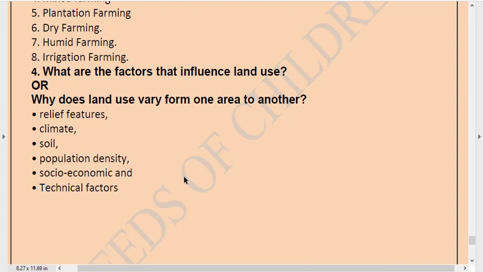So that's it about today's session. I hope you have understood till now what we have discussed. So these are the most expected 4 marks questions with complete analysis.